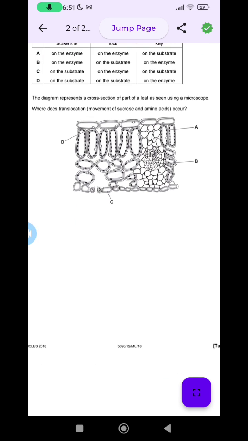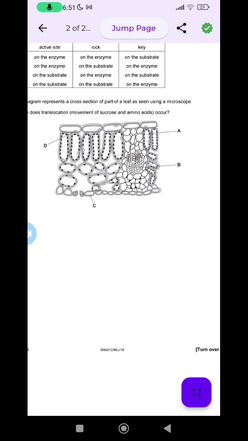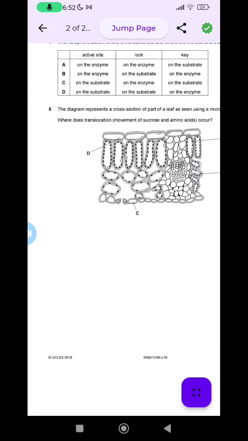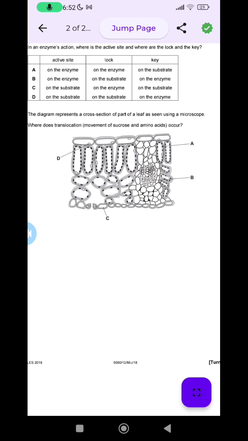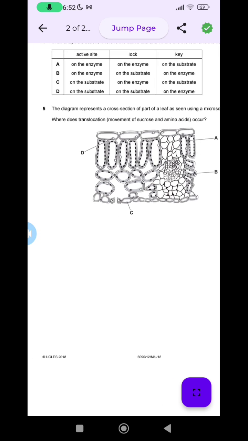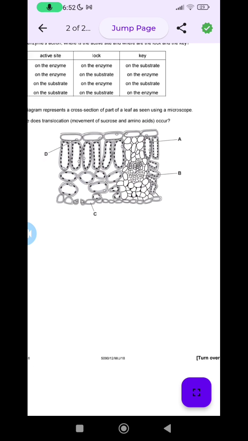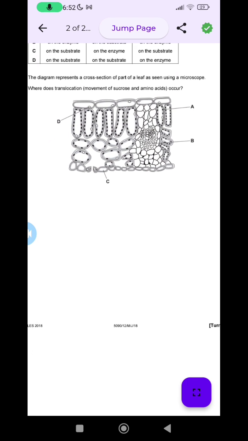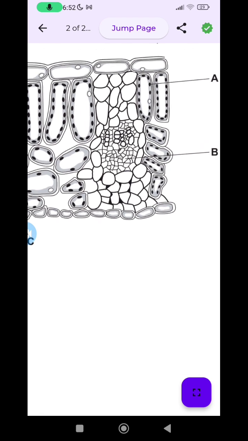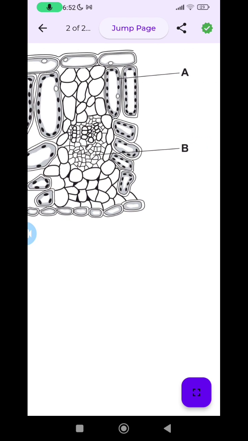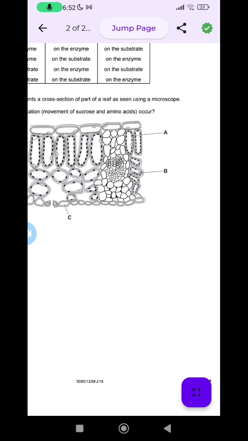This diagram represents a cross section of a part of a leaf as seen using a microscope. Where does translocation, movement of sucrose and amino acids, occur? We know translocation occurs in the phloem, and as we can see over here, B is marked as the phloem, so B is the correct answer.